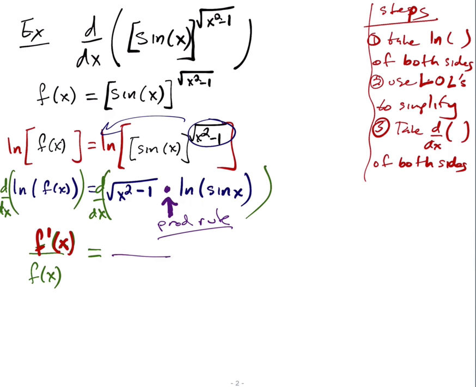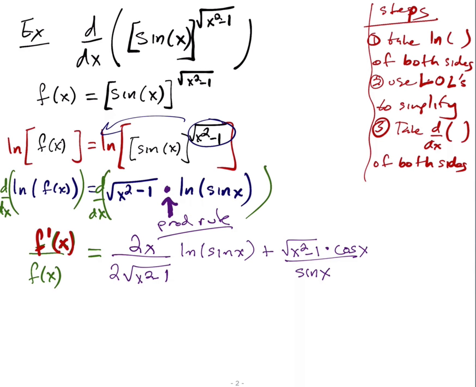That would be, if I get the derivative of the first here, 1 over 2 square root of x squared minus 1 times 2x, right? Times ln of sine x plus square root of x squared minus 1 times 1 over what? Sine of x times cosine of x. You can simplify that a little. Those twos right there, right? And so far so good?